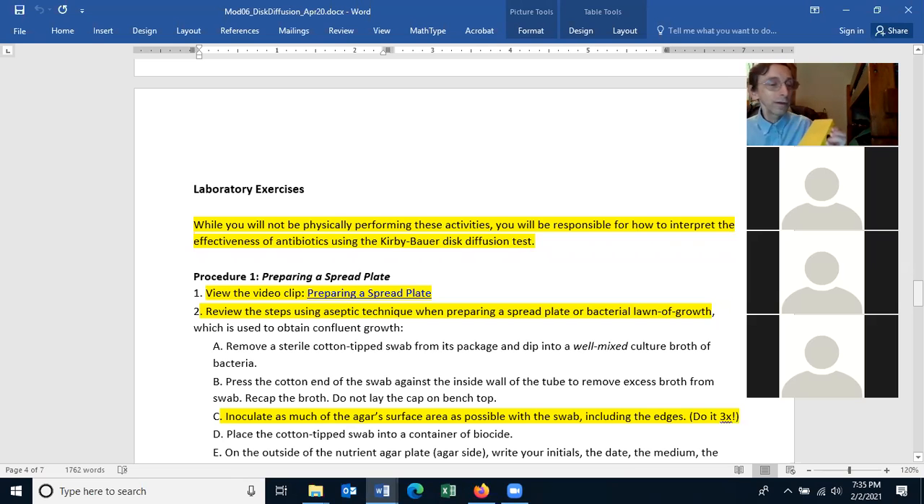I once had a student who went up, down, up, down, and then her plate had a whole bunch of S's of bacteria growing on it, and very large regions where no bacteria was growing, and she couldn't measure her zone of inhibition.